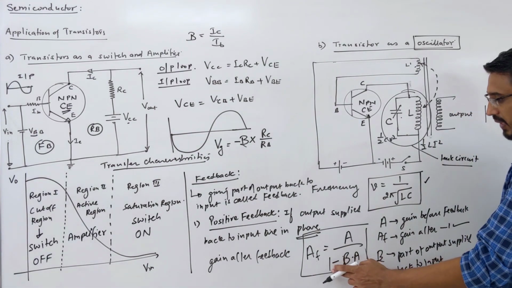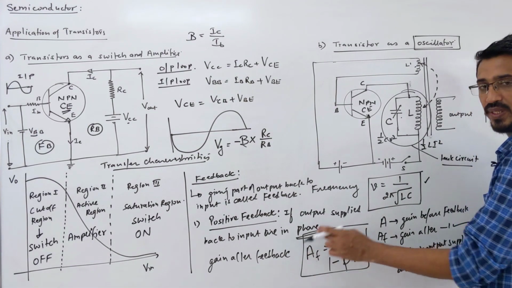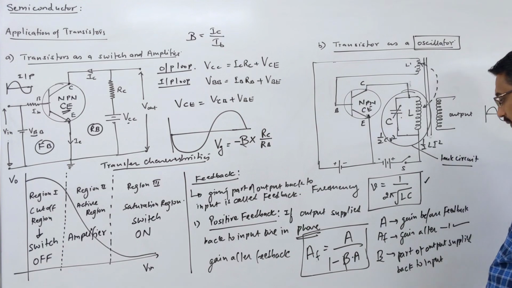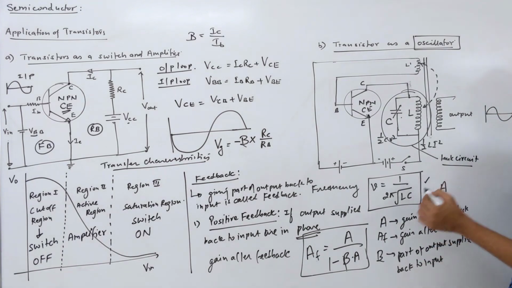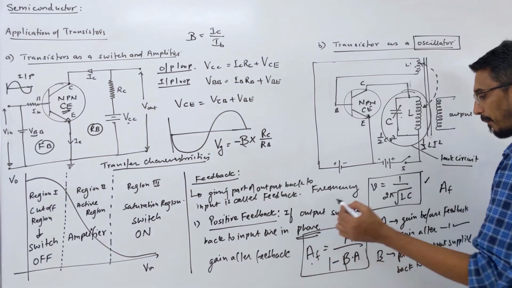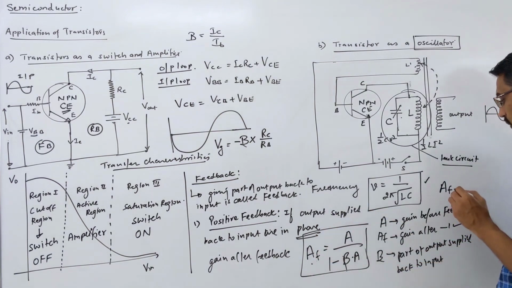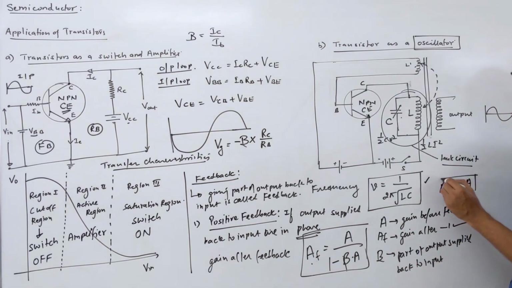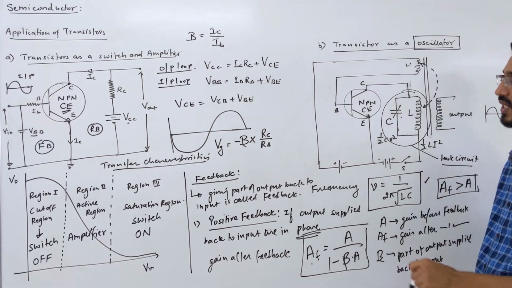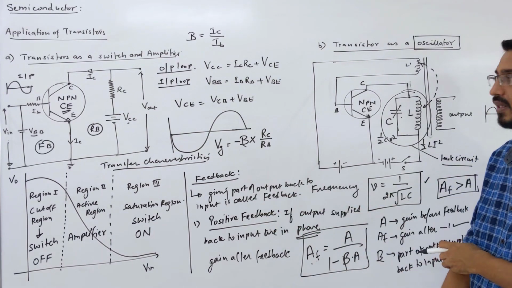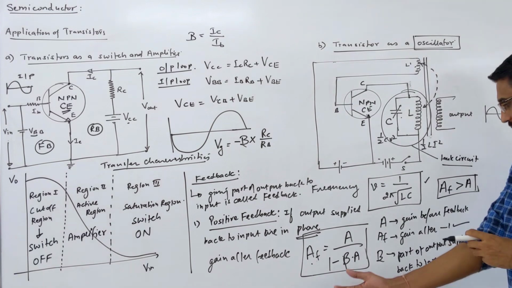So if you see that a minus sign is coming, this value is always increased. So in positive feedback, the gain after feedback is always more than your initial gain. Gain is increased in case of positive feedback.